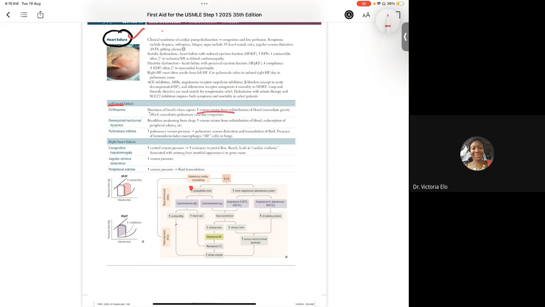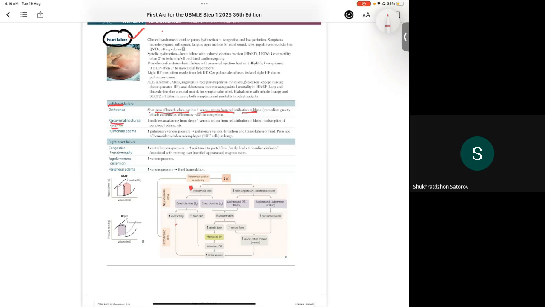Increased venous return from redistribution of blood, immediate gravity, orthopnea. Why? Shortness of breath when supine. When an individual is supine, he's going to have shortness of breath. Why? Because in the supine position, a lot of blood is going to enter into the heart from your lower extremities, which can worsen the pulmonary edema, right? So for that reason, we basically have to keep 2 to 3 pillows for an individual whose heart is failing in order to keep blood down in the lower extremities. We don't need blood in the upper extremities because it would just worsen the pulmonary edema leading to orthopnea, right?